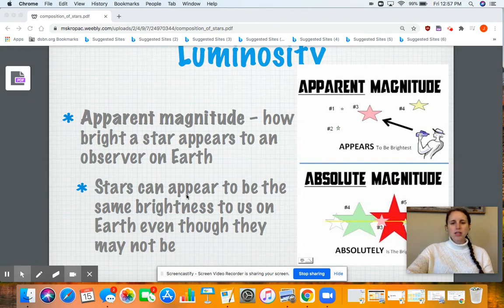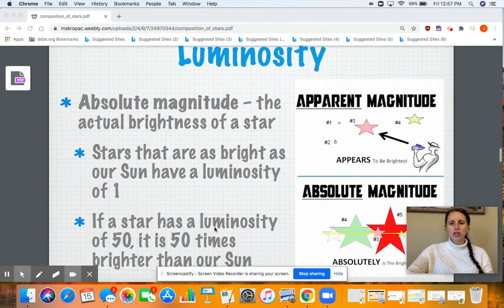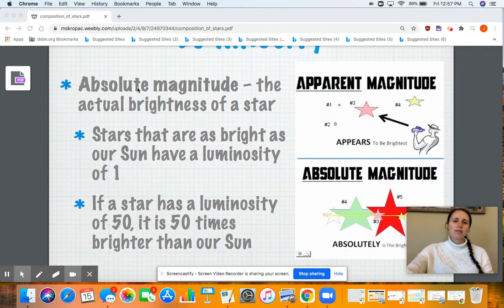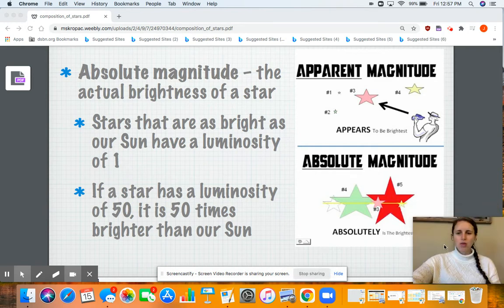So stars can appear to be the same brightness to us on Earth, even though they might not be, and let's talk about why. So to talk about why stars might not be as bright as they appear to be, we have to understand what absolute magnitude is. So absolute magnitude is the actual brightness of the star. So that's taking away how far away it is from you. If they were all lined up equally, how bright would they be? So if we look at absolute magnitude here, we can see that star number 5 here is the actual brightest. Star number 4 is the other brightest, and star number 3 isn't actually that bright.